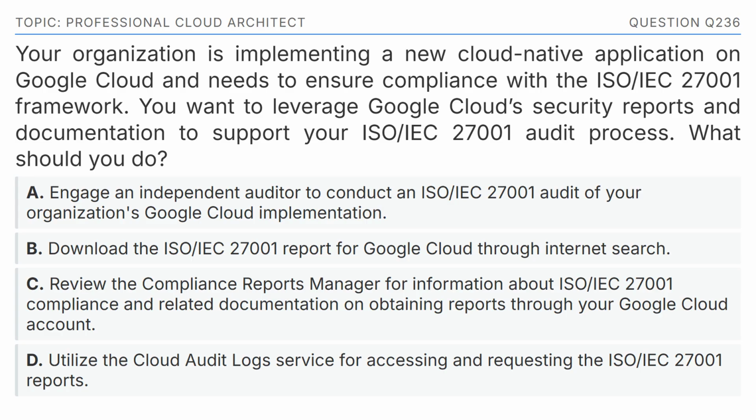Engage an independent auditor to conduct an ISO/IEC 27001 audit of your organization's Google Cloud implementation. Option B. Download the ISO/IEC 27001 report for Google Cloud through Internet search. Option C. Review the Compliance Reports Manager for information about ISO/IEC 27001 compliance and related documentation on obtaining reports through your Google Cloud account. Option D. Utilize the Cloud Audit Log service for accessing and requesting the ISO/IEC 27001 reports.